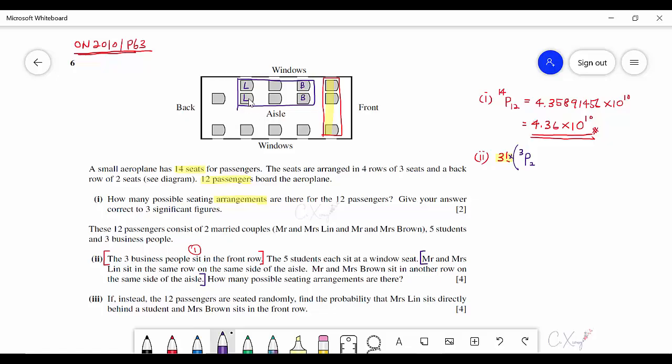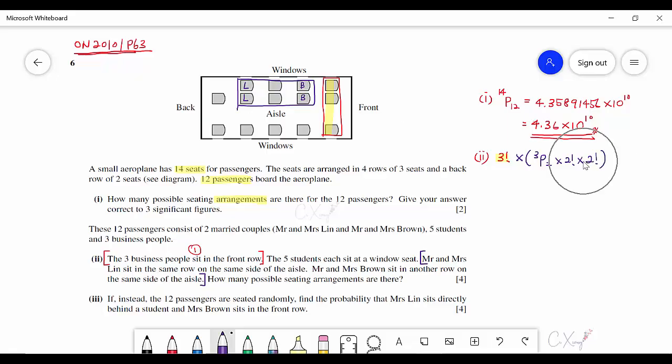and Mrs. Lin, because they didn't mention who should be sitting close to the window, we assume that they can exchange between the couple. So maybe Mr. and Mrs. Lin can exchange their position, or their seats. So it will be multiplied with 2 factorial. Then the same thing happens for Mr. and Mrs. Brown, it will be 2 factorial.